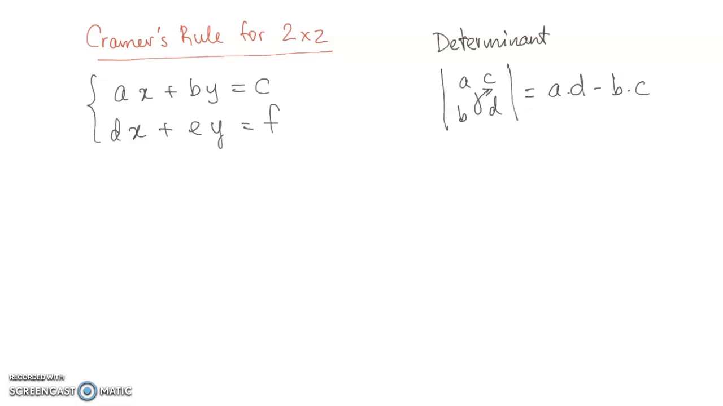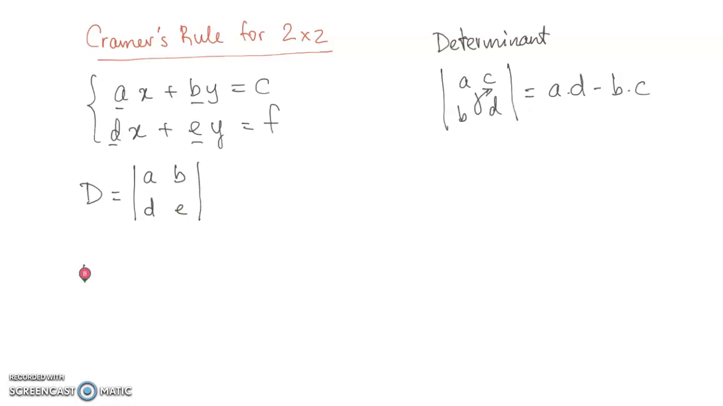So remember that for Cramer's rule, you want to find the determinant, okay? And the determinant for this system is, for the first one, D, the elements for this determinant would be from the coefficients with X and Y. So here we have A, B, D, and E, okay?